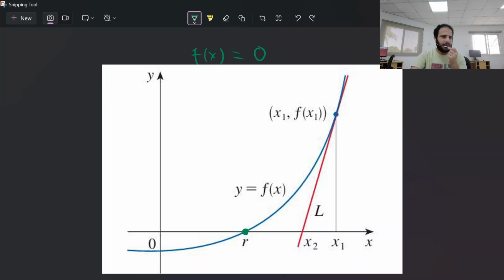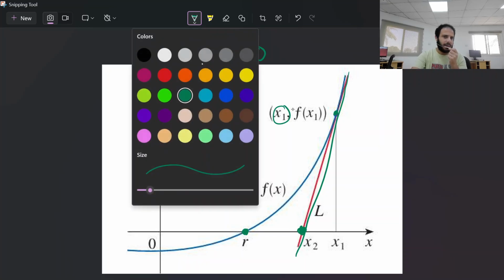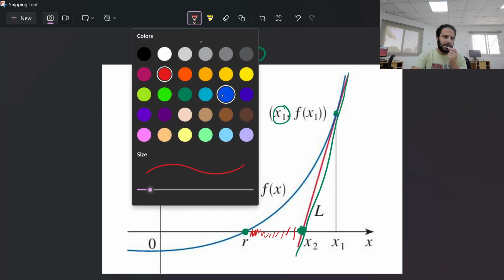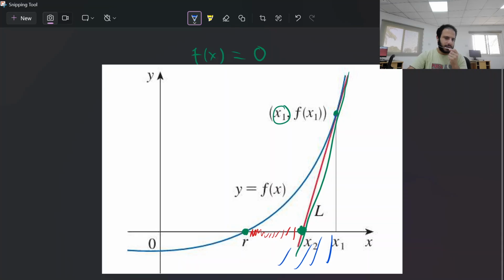Now what's the idea of Newton's method? That you choose a point x1, okay? You find the tangent line. The tangent line crosses the x-axis here, right? But it's still not close to r, right? That first we choose x1, right?